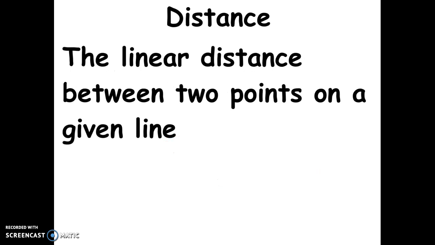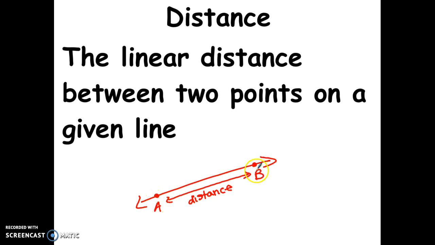Distance is the linear distance between 2 points on a given line. So let's say that we have this line here and we have point A and we have point B. This space in between these 2 points is the distance. So when we're asking what the distance is from point A to point B, we're asking for the length of this line segment, the length of line segment AB.